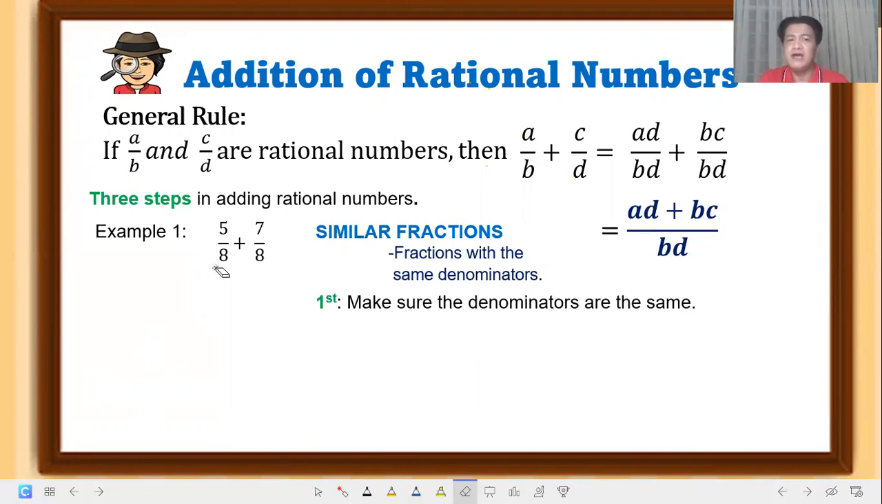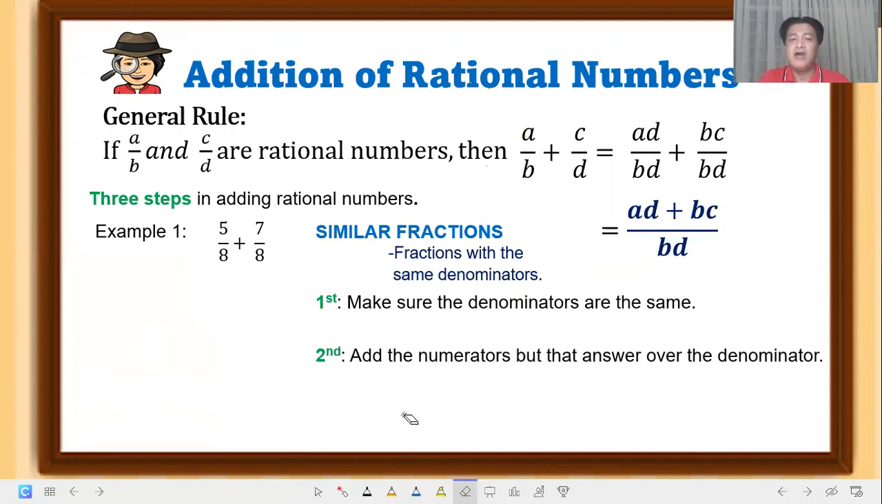Since parehas naman po ang kanilang denominator, let's proceed to step 2. Add the numerators, put the answer over the denominator. And step 3, simplify the fraction if needed. Kung hindi naman, yun na po yung sagot natin.